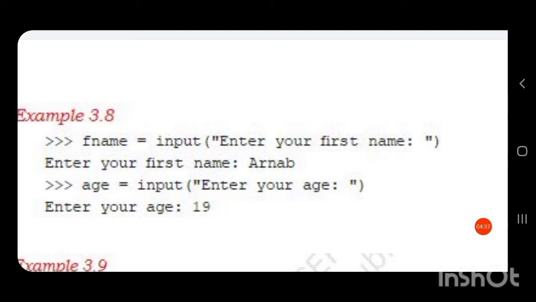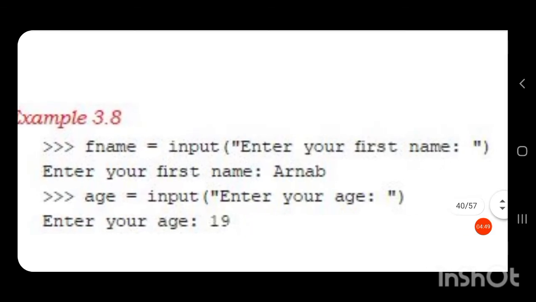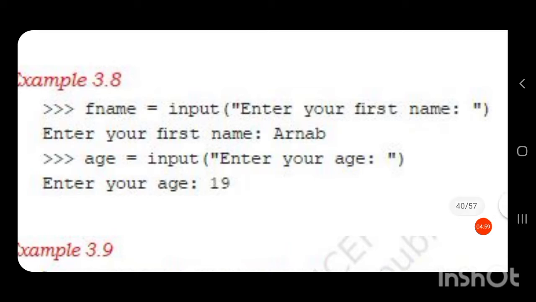You can see in the statement f name equal to input, the prompt is the three angle symbol. But when we execute this statement containing the input function, after executing you can see the prompt is enter your first name, where the person has to enter the first name.